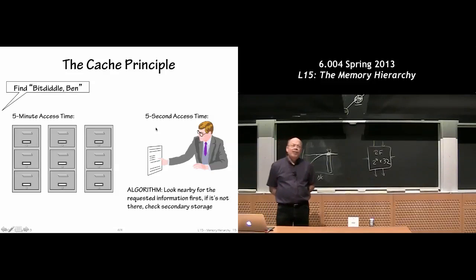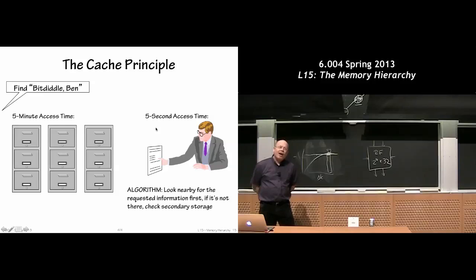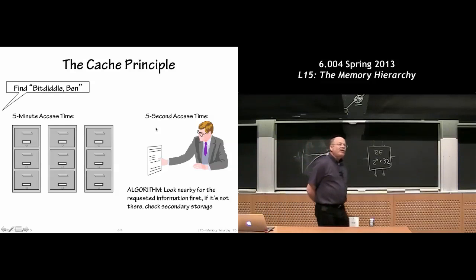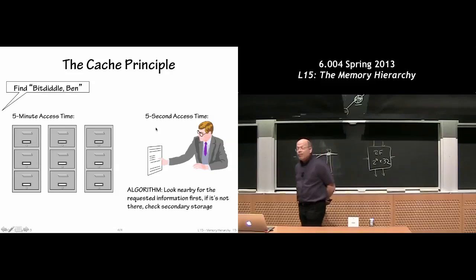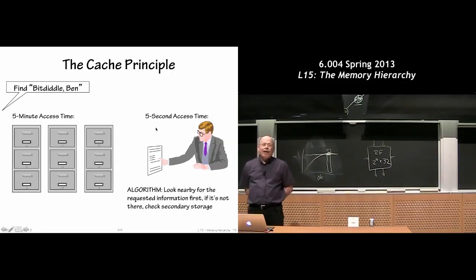So I'm in the next room yelling addresses outside of my office door, and there's somebody out there. Clark is out there along with the file cabinets, and I say, "Bit diddle Ben, I want information." That's the address that I'm sending. And the algorithm is, Clark's going to quickly look to see if he happens to be holding what I need. In other words, is it in the cache? And if so, he can respond quickly.